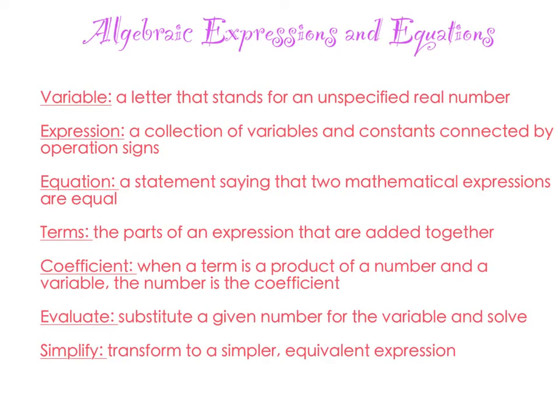Alright, here they are. The first one is variable, and that's the letter that you use to stand for an unspecified real number, usually x. The next one is expression. That's a collection of variables and constants connected by operation signs, like 2x plus 7.